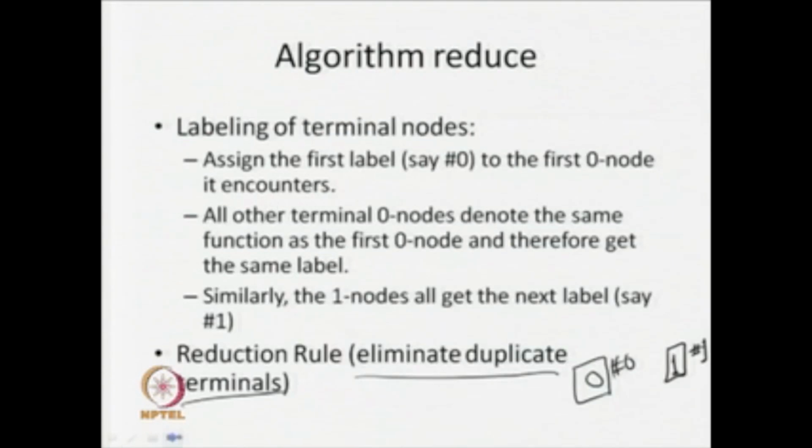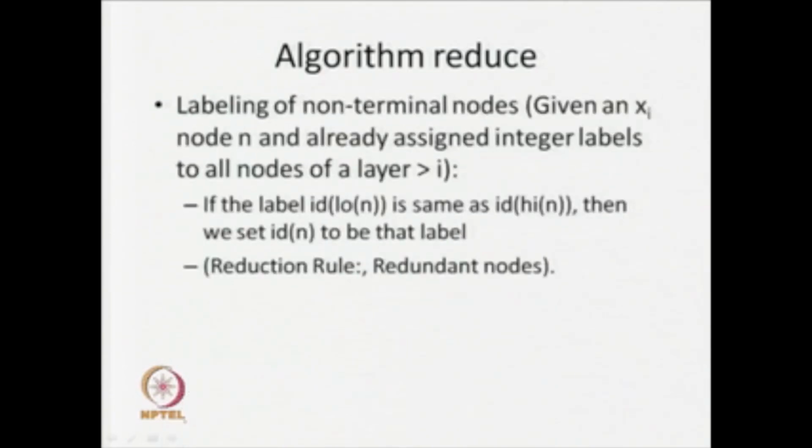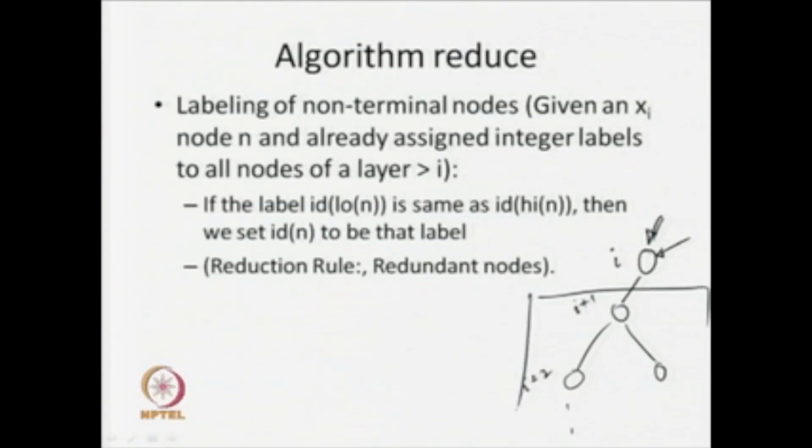Okay. Now, secondly, once we label those terminal nodes, next we follow the bottom up approach and we get some non-terminal nodes. Labeling of non-terminal nodes: given an xi node n, we have already assigned integer labels to all nodes of layers greater than i. So, I am coming at level i, then i plus 1, then i plus 2, like that up to terminal level 0. When we come to label this particular node, all the nodes below this level must already have integer labels. Then only we can label it. Since we are following the bottom up approach, when we reach this node, all the nodes below it will already be labeled.